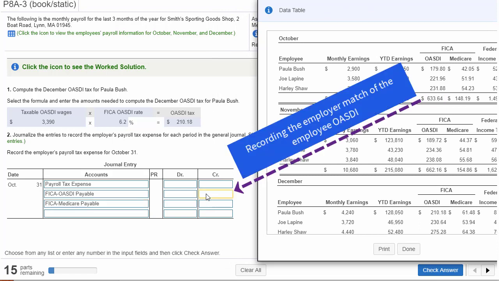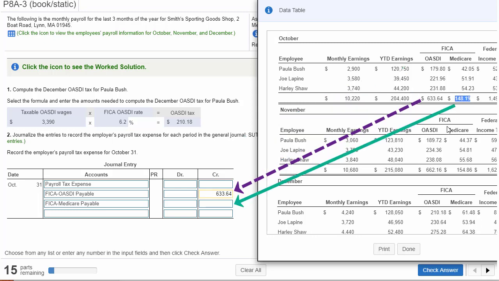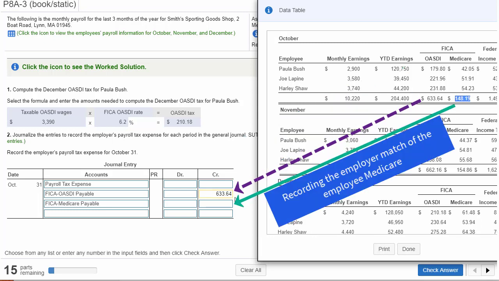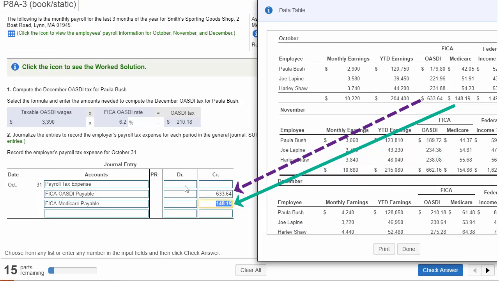Then for OASDI payable, I'm going to increase it. Remember, payables increase with the credit. And then we need the Medicare. Medicare is 148.19. Copy and paste that. And then the payroll tax expense is just going to be adding these two numbers up. So that gives us 781.83.